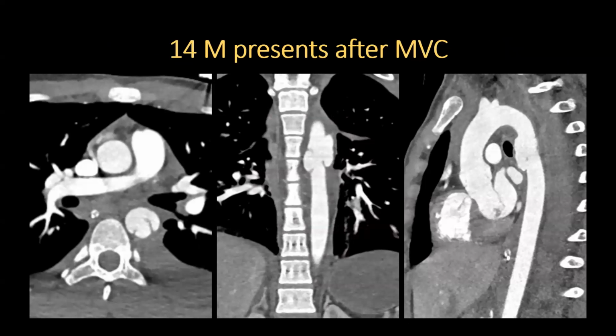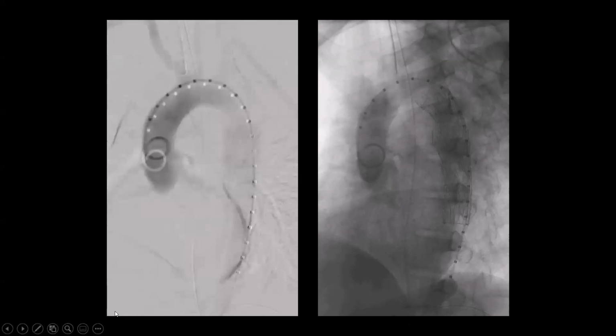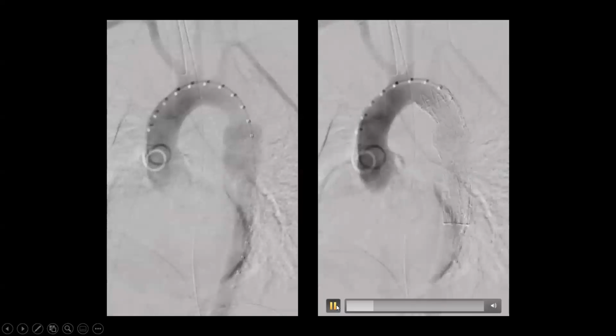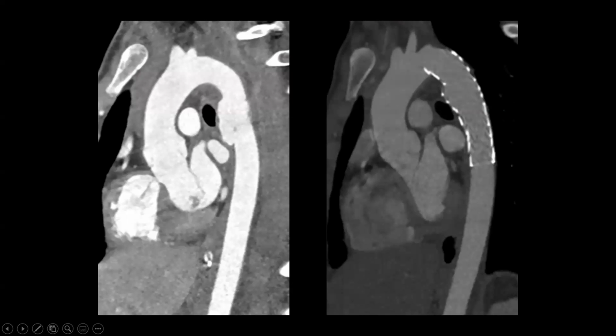A 14-year-old boy presented after a motor vehicle collision with a large pseudoaneurysm in the proximal descending thoracic aorta and associated mediastinal hematoma. Catheter angiogram again depicts the traumatic pseudoaneurysm, which was subsequently covered by a stent graft. Oblique sagittal CTA images show the traumatic aortic pseudoaneurysm pre and post-TEVAR with successful exclusion of the pseudoaneurysm on the post-repair image.